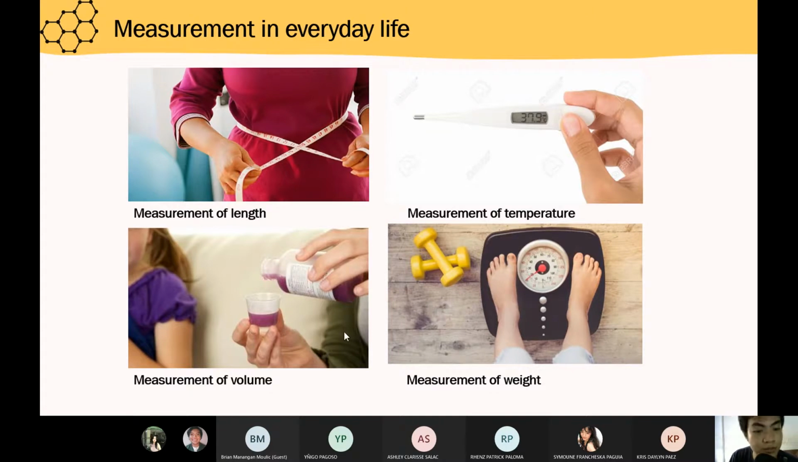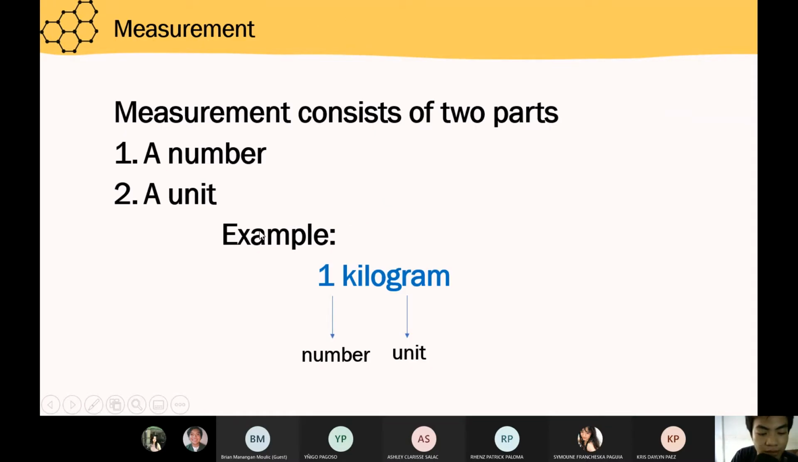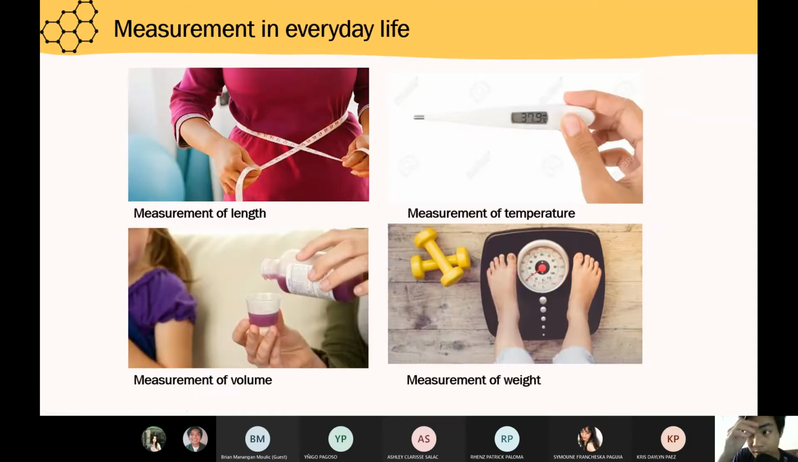Now, sometimes we use certain containers to get the volume of your measurement. So basically, we do measurement in life even if we are not chemistry students. Whether you are buying in the market, or weighing yourself just to see if you lost or gained weight. That is the measurement we do in our daily life. But in chemistry, we will try to understand the purpose of measurement and how we measure.